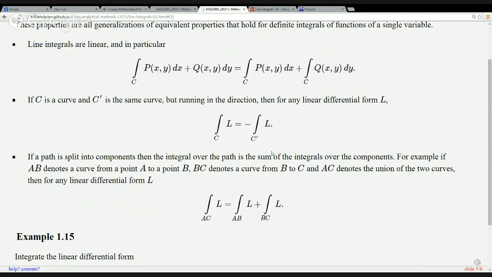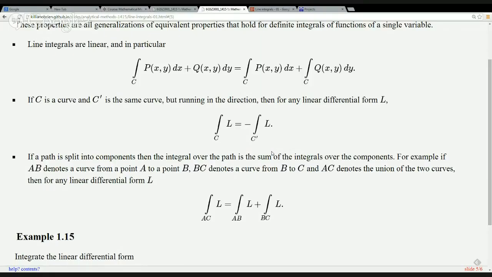Another single variable property that we know about is if we have three points in sequence, a, b, c, and you're integrating some function f, the integral from a to c of f of x dx, you can think of that as breaking up into the sum of two subintegrals. So you can first integrate it from a to b, and then finish off the integral by integrating it from b to c. Okay, so you can split the path in the one-dimensional case.